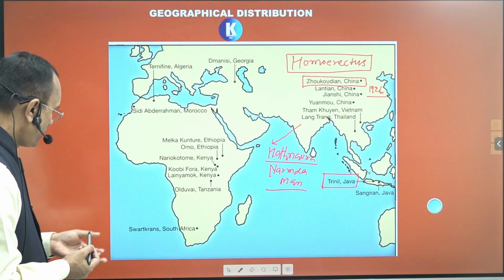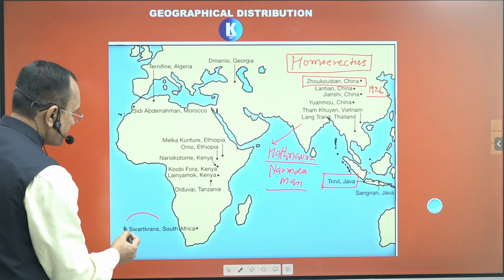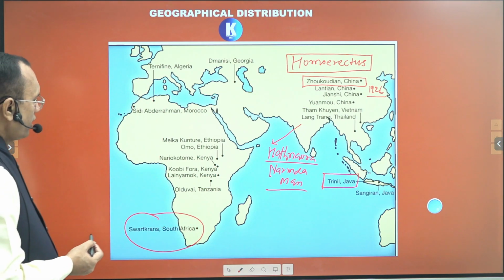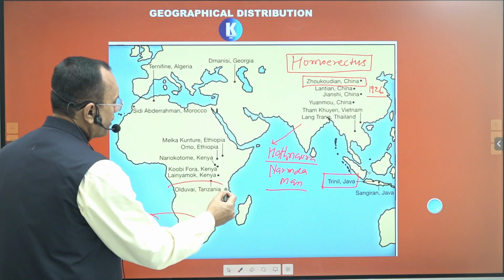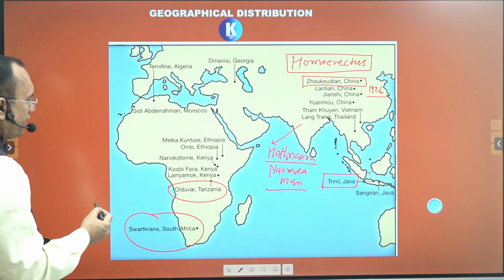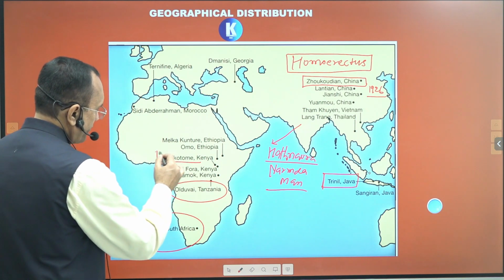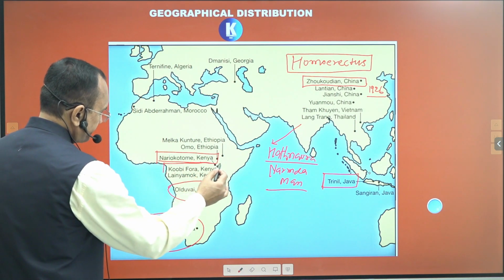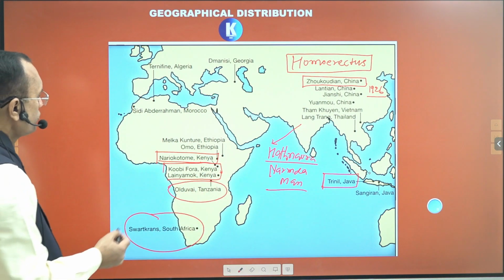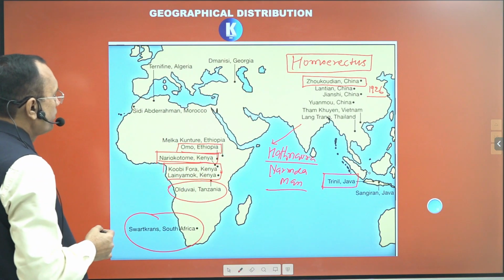Because if you talk about fossils from Africa, we got fossils from Swartkrans of South Africa. We also got fossils from Olduvai Gorge in Tanzania. In Kenya, we find fossils of Homo erectus from Nariokotome, Koobi Fora, and Lenny Mock. And we also got fossils related to Homo erectus from Omo, from Ethiopia.